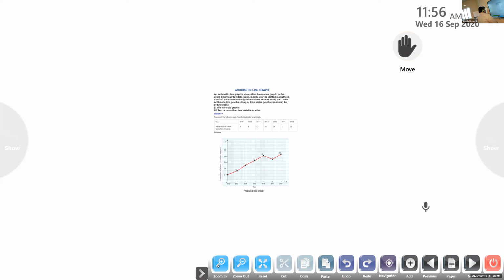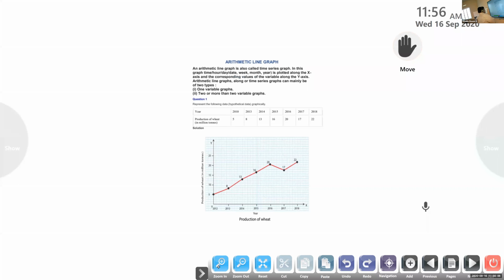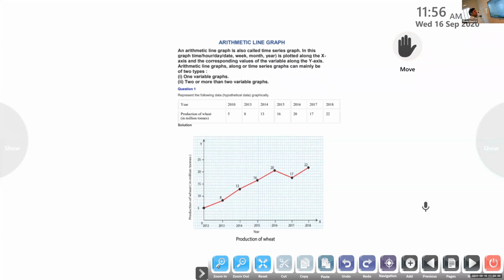Arithmetic line graph. Most of the boys might know this one. Basically we are watching cricket matches, we are able to find this kind of graphs, right?